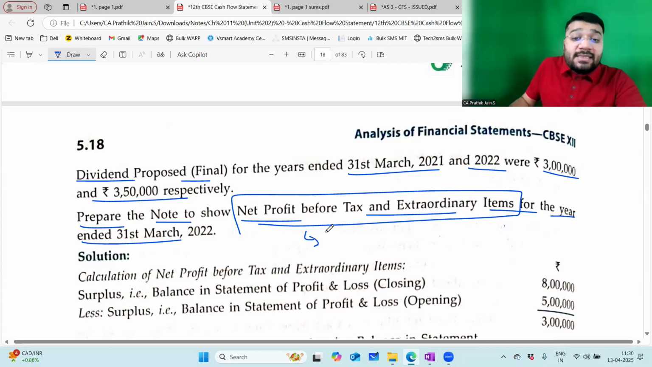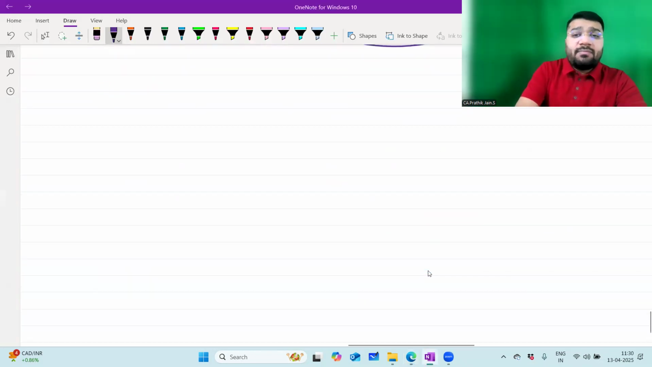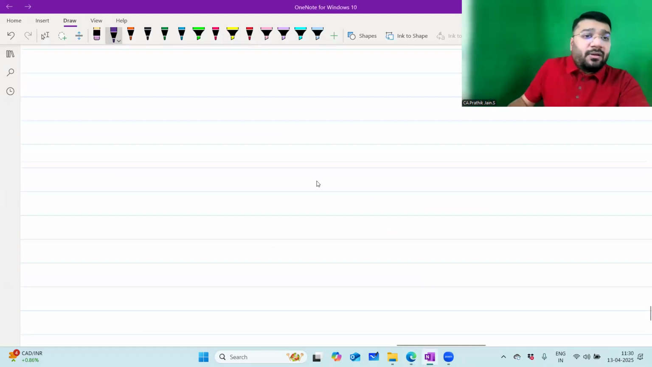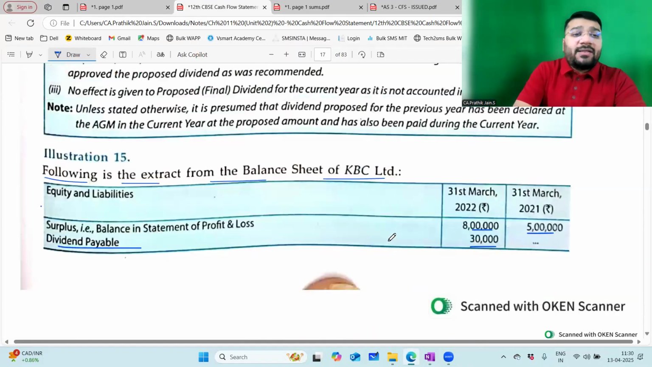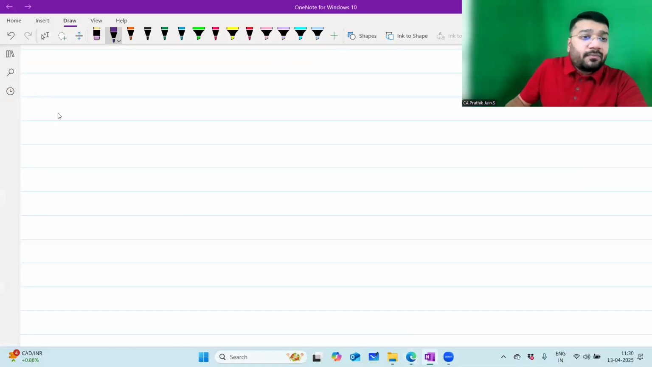I call this as segment 1. So please tell me, how do I calculate my net profit before tax and extraordinary item? Very simple. So please do it along with me. I've shared this PDF with all of you. Illustration 15.